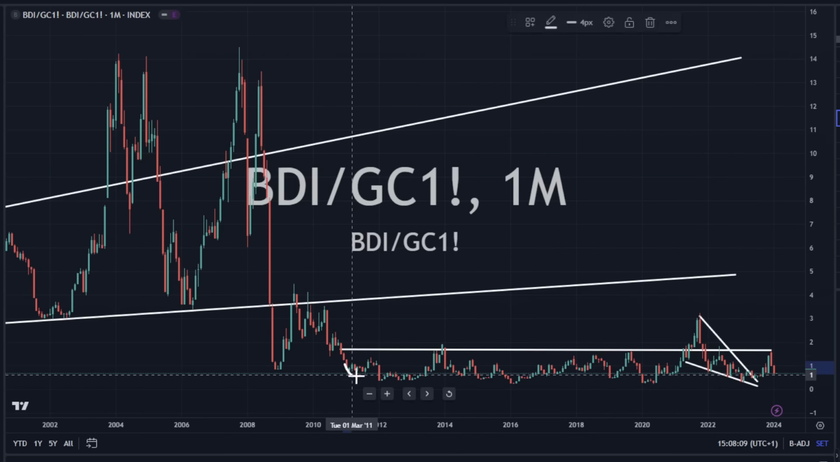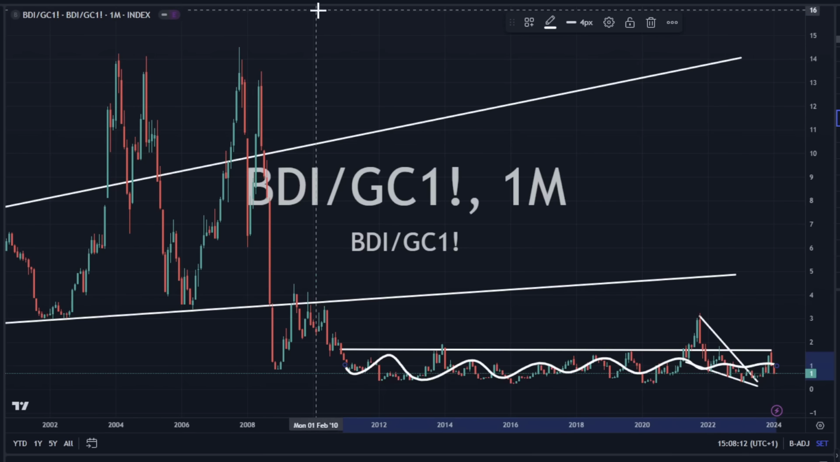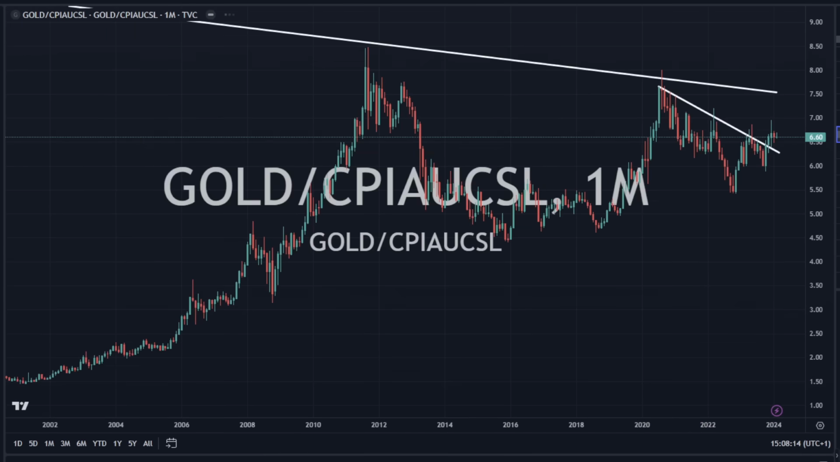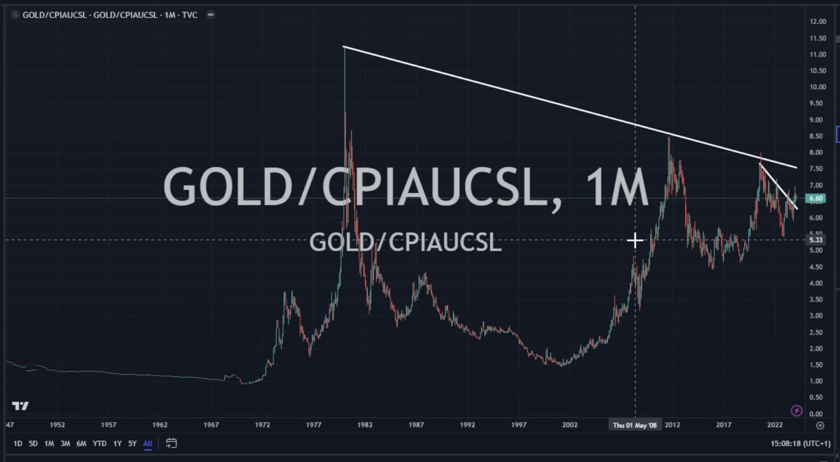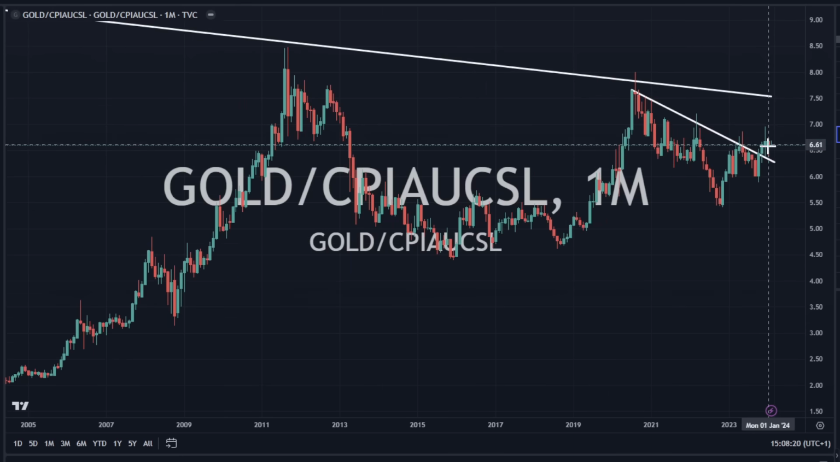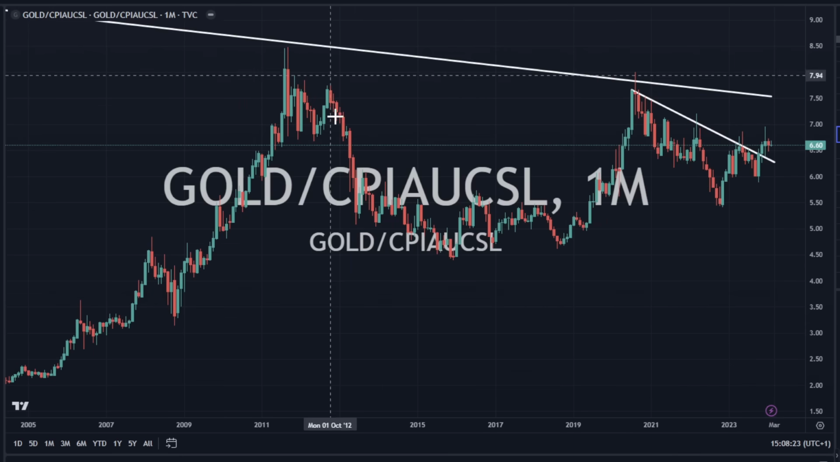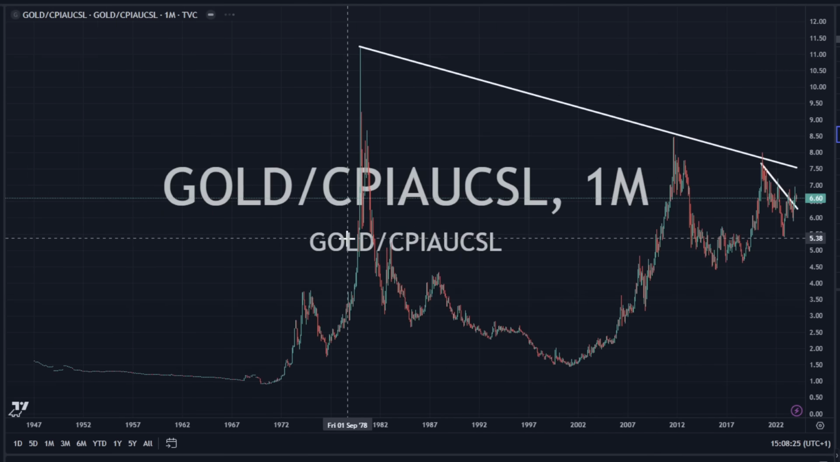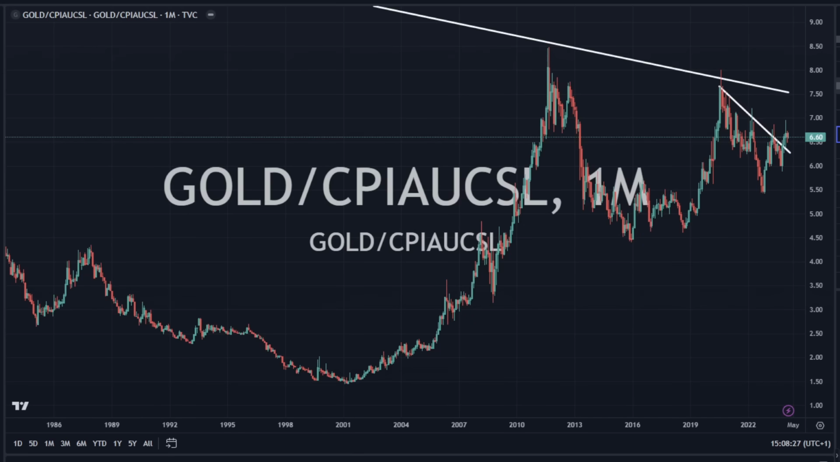It's been there since 2010 at a very cheap ratio for Baltic. We've got gold versus the CPI, Consumer Price Index. That looks like we could eventually break to the upside here with an outperformance of gold. That would be a huge move for gold.